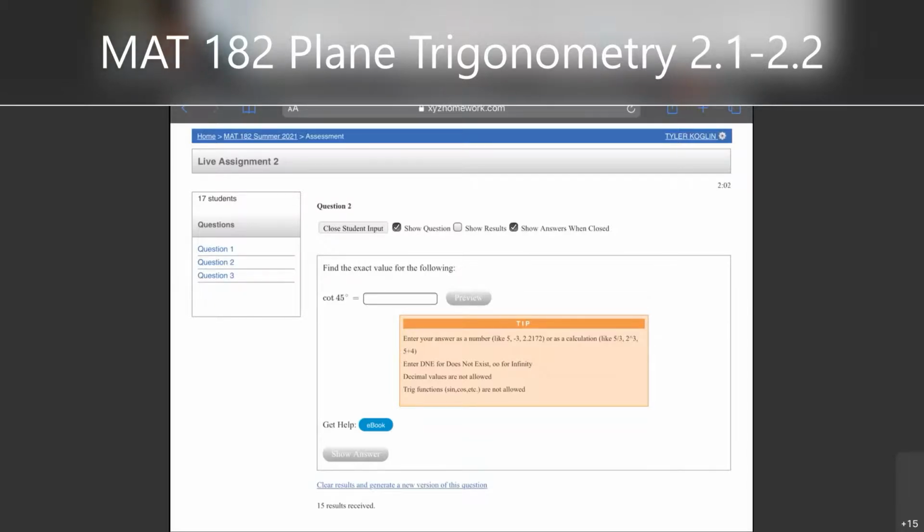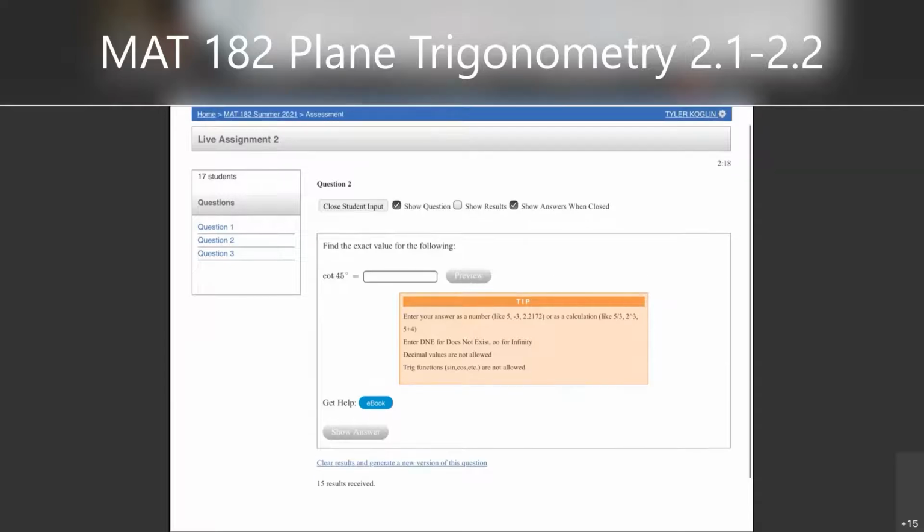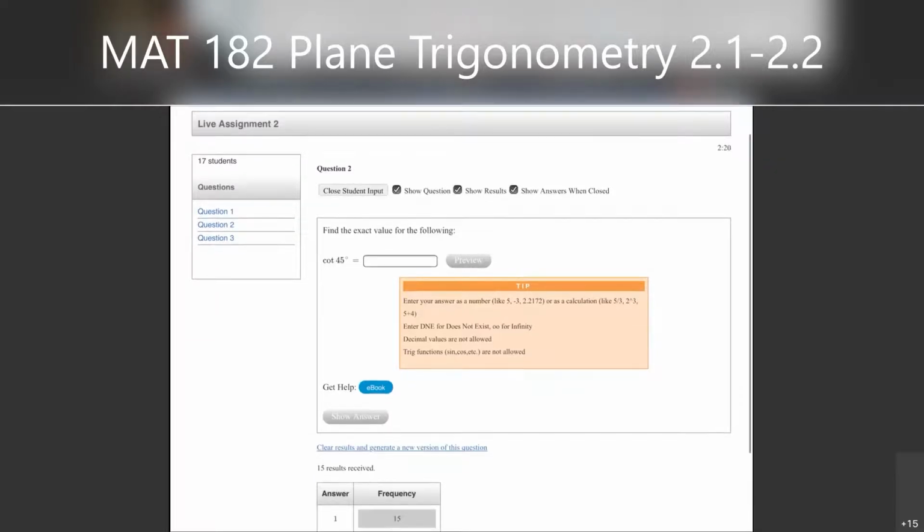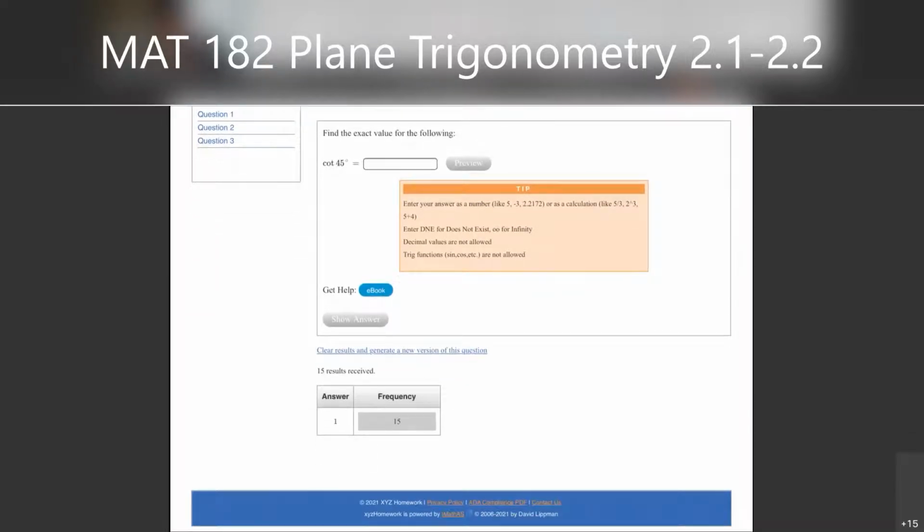Yep, Joel, you would be correct there in the chat. That would be equivalent based on our cofunction ideas. So let's see what results you guys were getting here. Everybody got 1. That's good. All right, excellent. So this one is exactly 1.